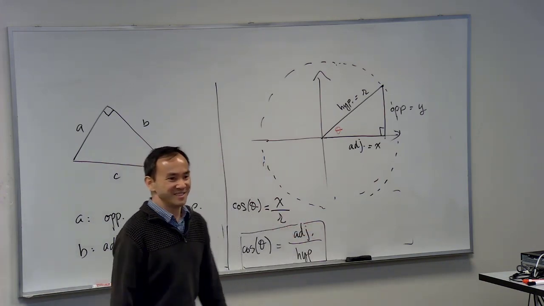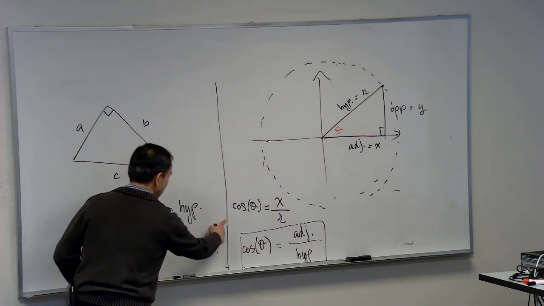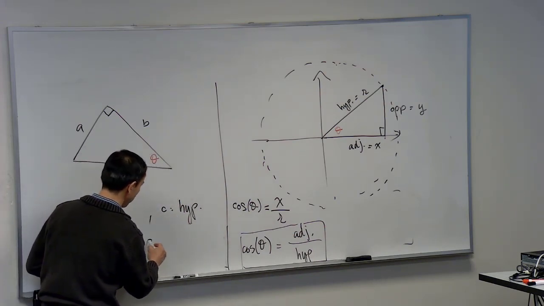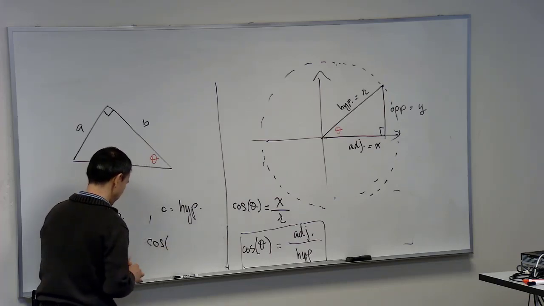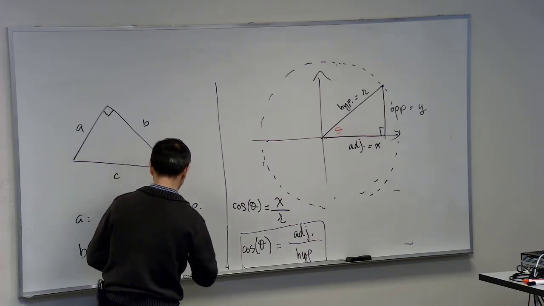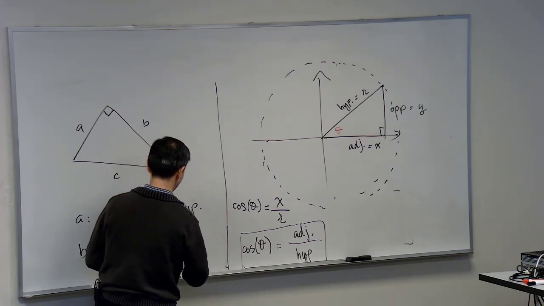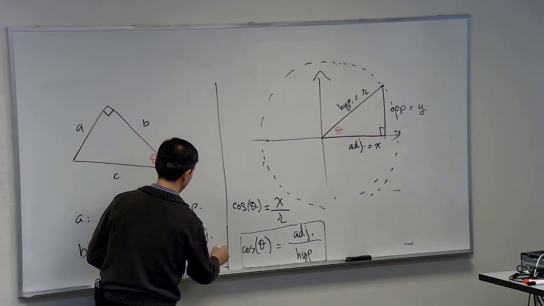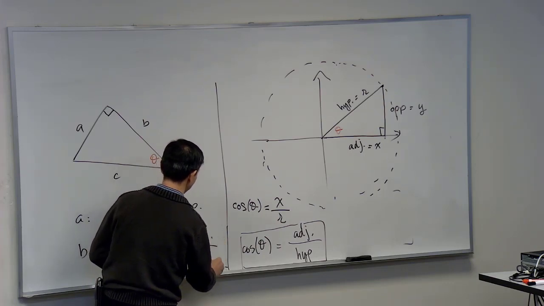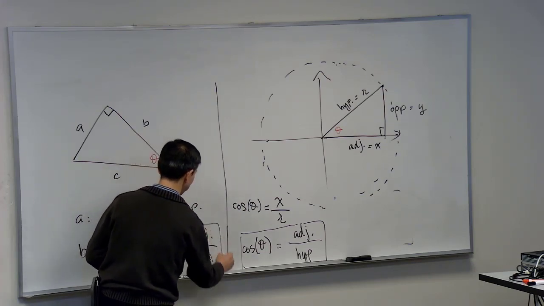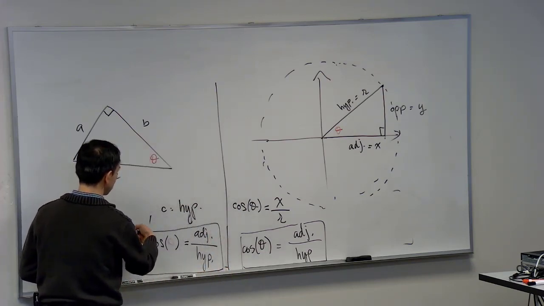Good. And so once again, back in this limited space, we've got the final formula: cosine of theta. We want that to always be adjacent over hypotenuse. Yes, we have another fundamental formula.